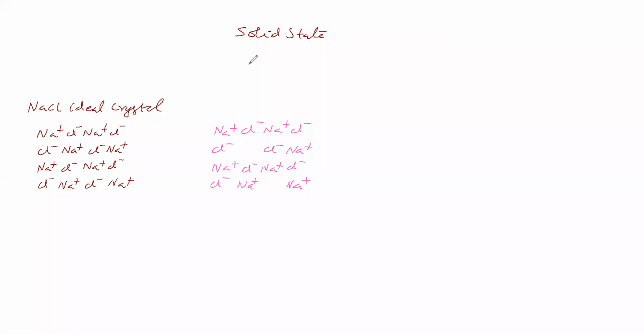Let us continue solid state. In the solid state, we'll consider an ideal crystal of sodium chloride. The sodium chloride crystal is this one. In this sodium chloride crystal, sodium and chlorine are present in a 1:1 ratio.